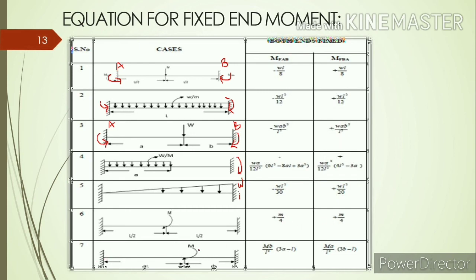Similarly, the seventh case is a moment acting at a distance a from the left side, that is, a from support A and b from support B. So the fixed moment M of AB is equal to Mb by L squared into 3a minus L, and M of BA is Ma by L squared into 3b minus L. Here both M of AB and M of BA are positive values.